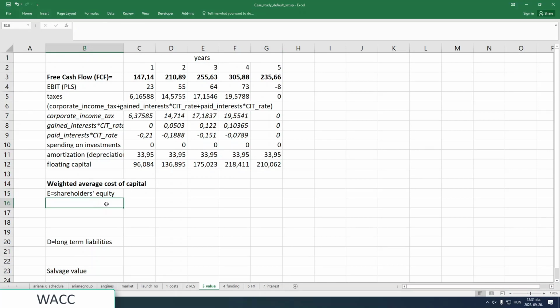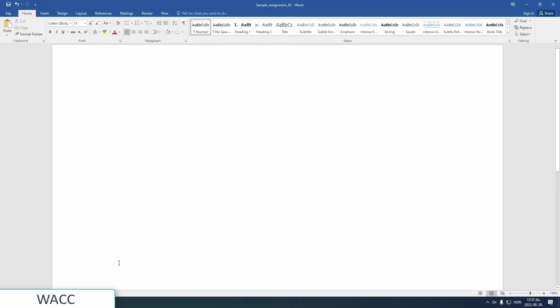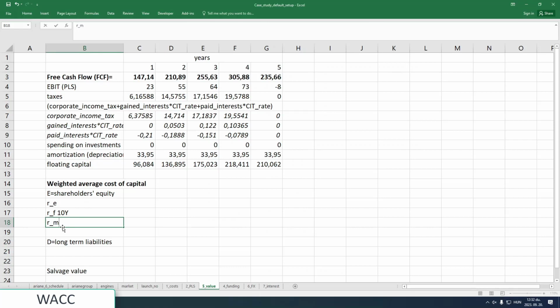Okay, shareholders' equity. So we need RE, we need the risk-free asset, so the 10-year government bond yield, RF. We are right now building up these equations here. So this is the standard CAPM equation. Okay, we need the market, and also we need the sectoral beta. So we need some subcomponents.